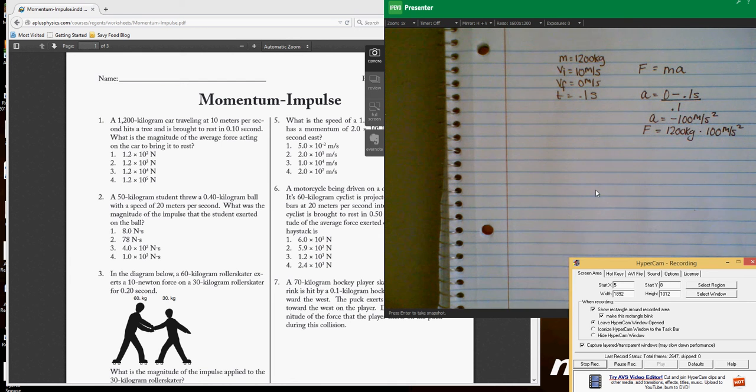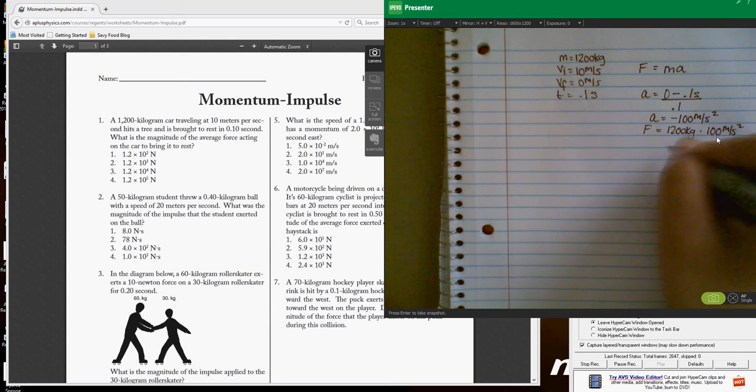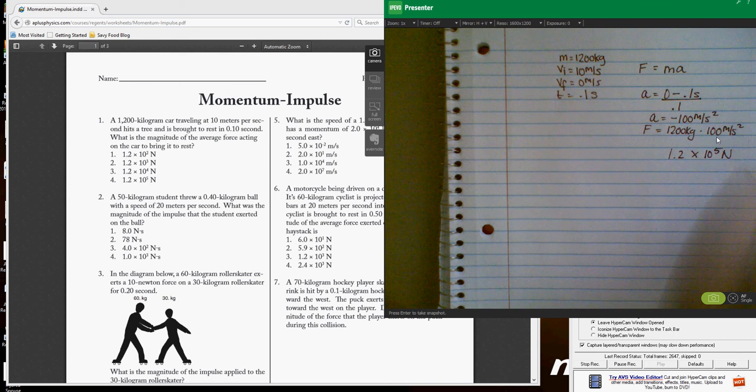We do know that this is just a decreasing symbol, so remember that negatives are telling you about directions more often, or what is happening in the object. But for a calculation of force, you don't have to have that positive or negative, unless you wanted to know the direction. So 1,200 times 100, and that's going to give you 1.2 times 10 to the 5 newton force. Okay, that's question number 1.